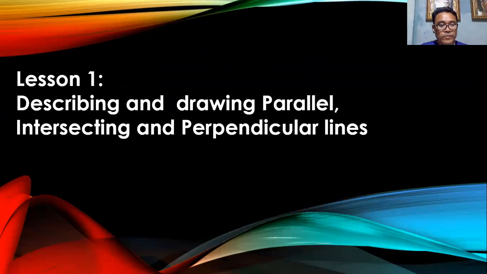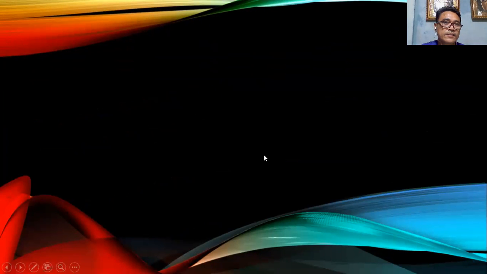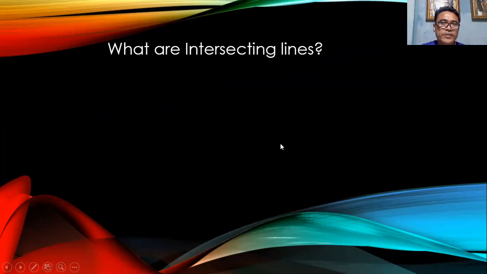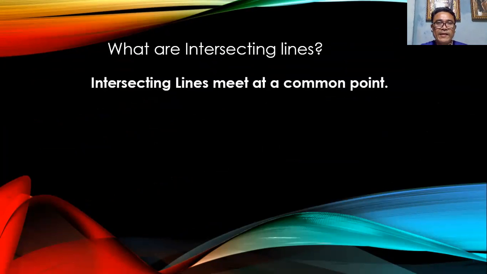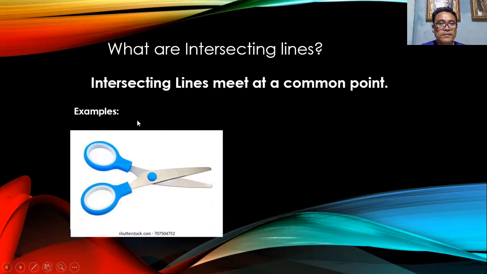Today, we will be discussing, describing, and drawing parallel, intersecting, and perpendicular lines. Now, what are intersecting lines? Intersecting lines meet at a common point. And here are the examples. Scissors.